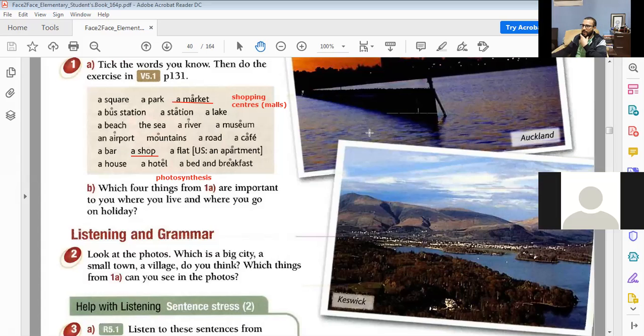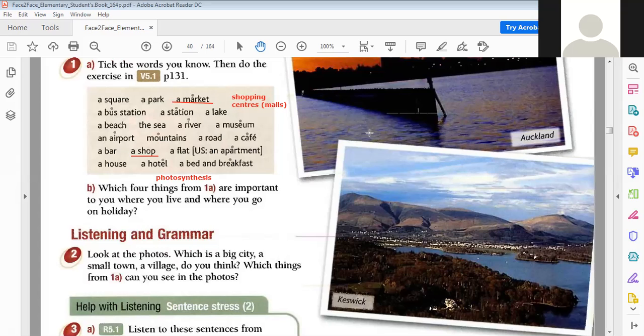Okay. All right, now let's listen. What about you, Rana? Which places are important for you where you live and when you go on holiday? A park and a market. What kind of markets do you like? Do you like vegetable markets, or do you like maybe markets where you can buy used things? Because there are many different types of markets, I think.